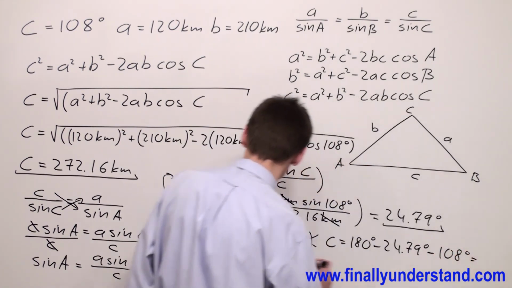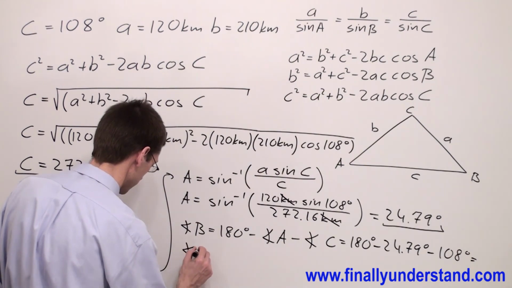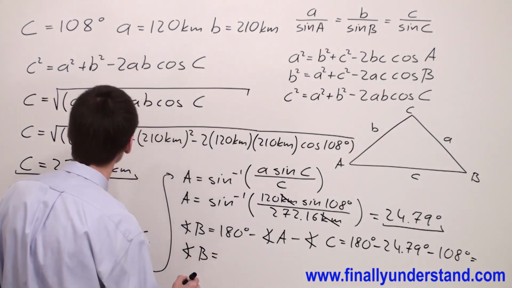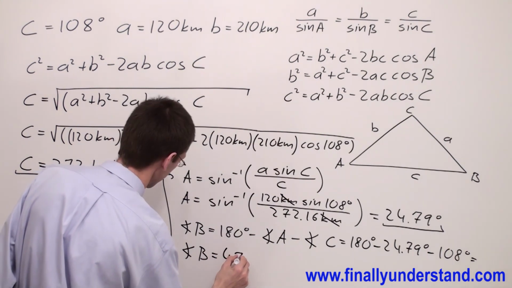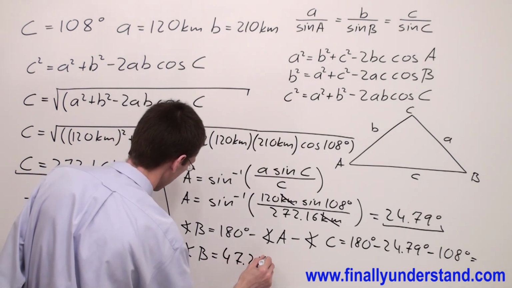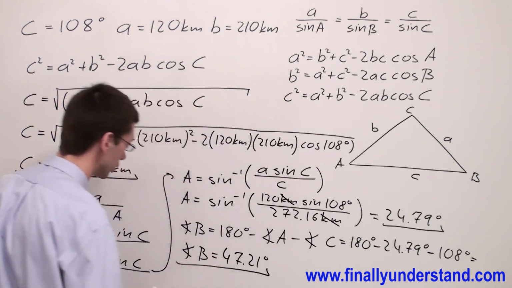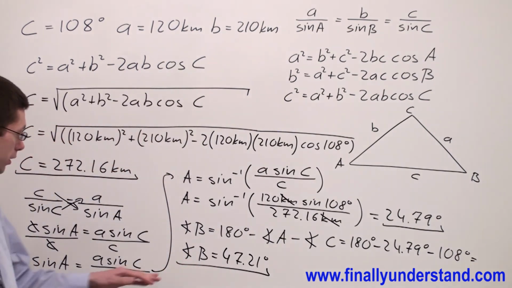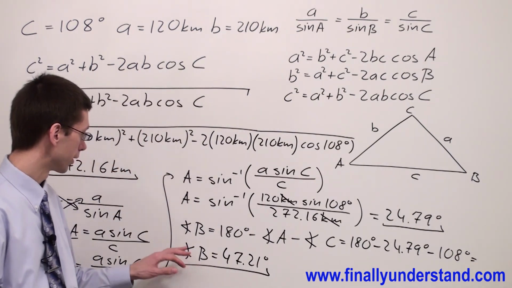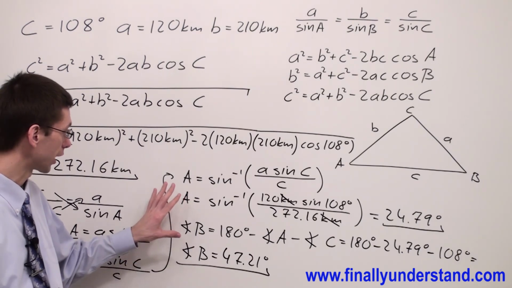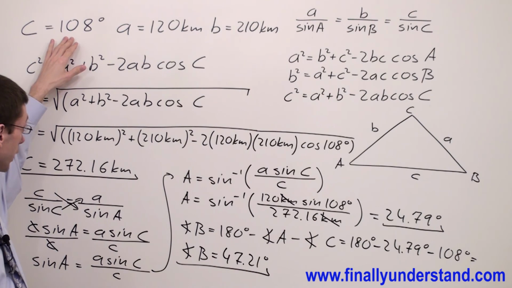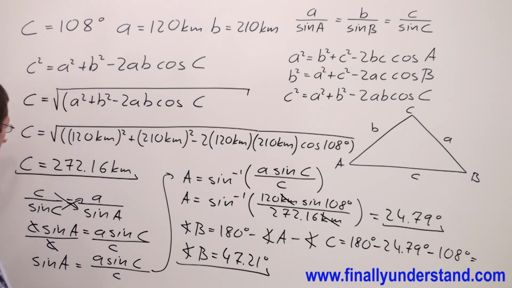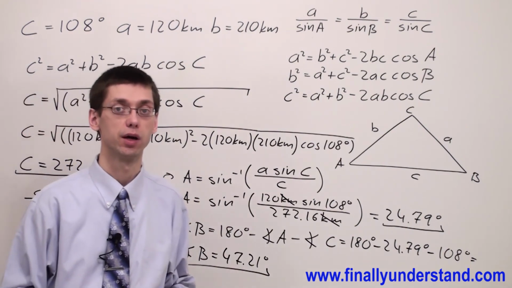This is equal. So angle B is equal to 47.21 degrees. And we got another acute angle. So we have two acute angles. We have one obtuse angle, so this is correct. And we found the missing side, side C. So we can say that the problem is solved.